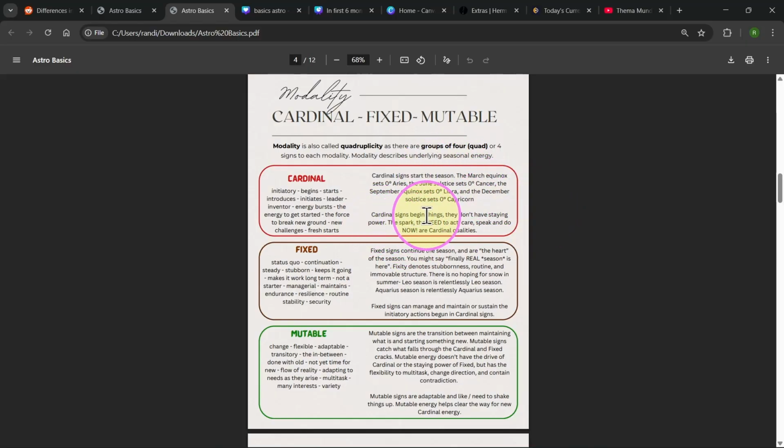Cardinal signs begin things, they don't have staying power. The spark and the need to act, to care, to speak, and to do happens now. These are cardinal qualities. So, cardinal keywords are initiatory, begins, starts, introduces, initiates, leader, inventor, energy bursts, the energy to get started, the force to break new ground, new challenges, fresh starts.